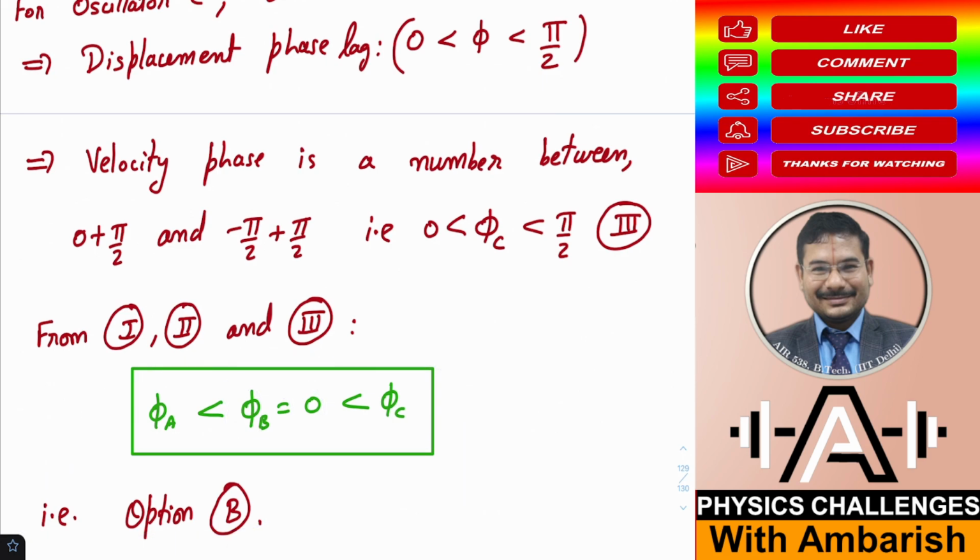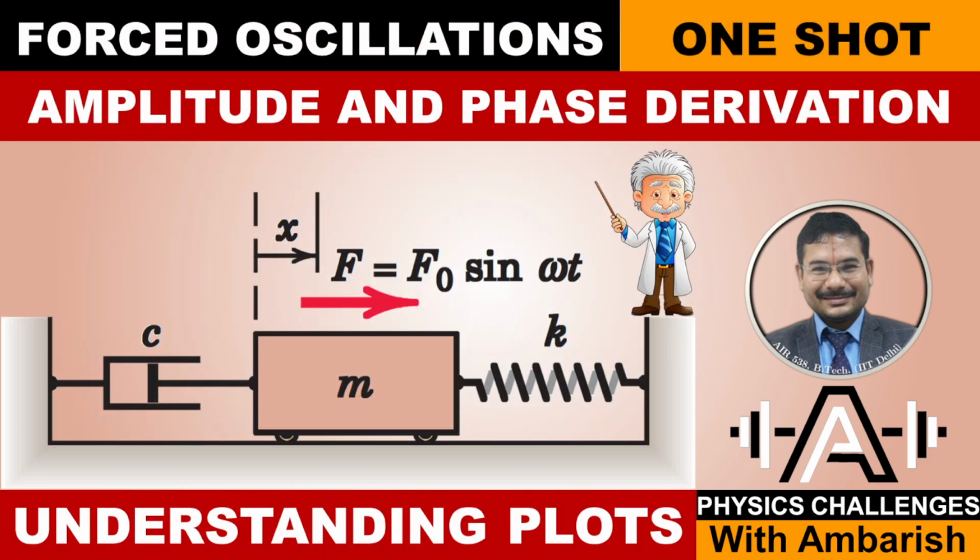So that was my analysis for forced oscillations with damping. And I am sure if you have seen this video carefully, all your doubts will be cleared about forced oscillations, and you will be able to do almost every problem on forced oscillations based on this differential equation nicely. And I hope that this analysis was useful for you.